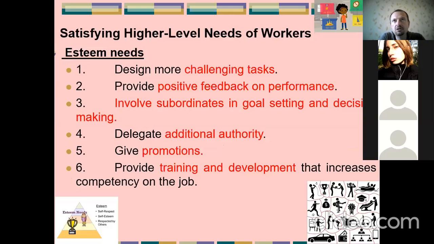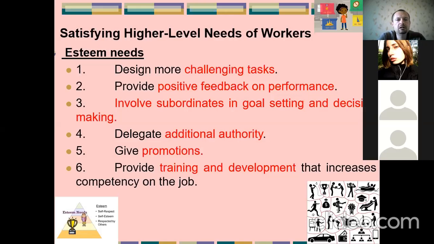It means that your staff will feel good that it is possible for him or for her to complete this task. Positive feedback on performance means that you as a manager must say, okay, I saw that you really performed this task.